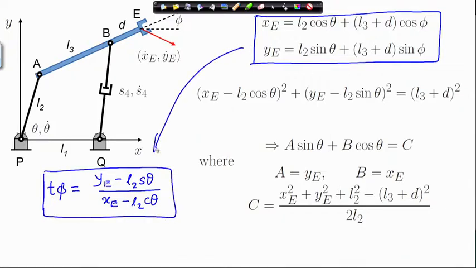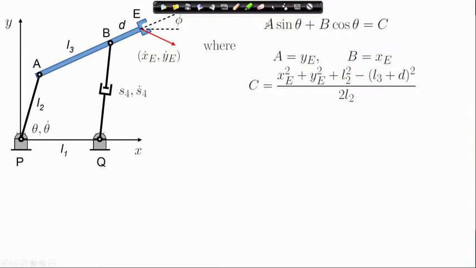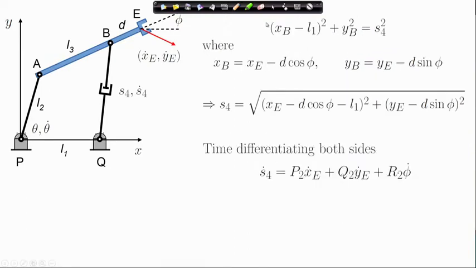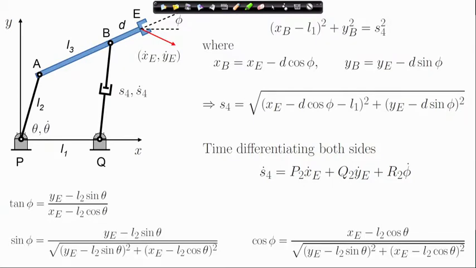Right, from here we can obtain tangent phi, and this is what we are going to use. So, this is the expression of tan phi. Now, once I have tan phi, I can also find out cosine phi and sine phi. So, sine phi is this expression. So, how do I find this?